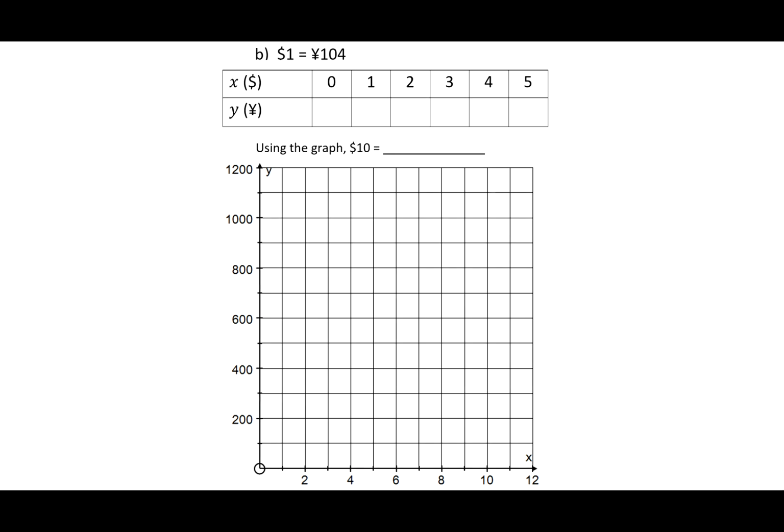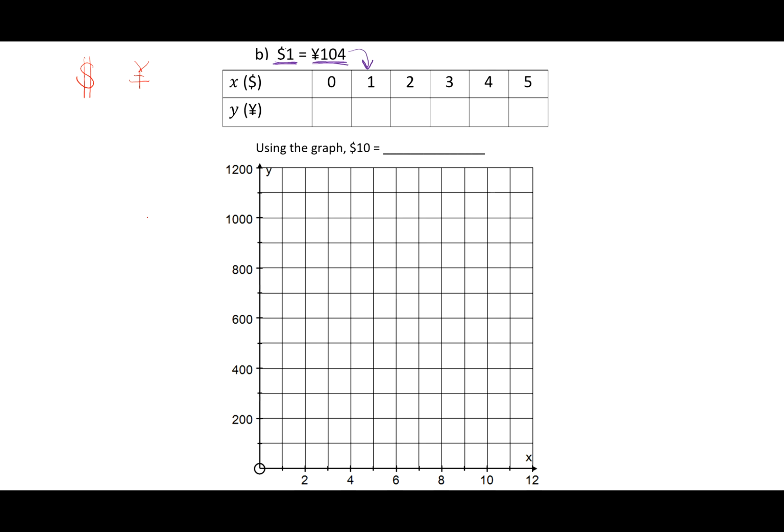Here is another example of direct proportion in a graph where we are relating dollars. So this symbol here represents a dollar. And then this is another form of currency or payment, which is a Japanese yen. What we're given is that $1 is equal to 104 yen. So let's go ahead and try to figure out what we can do with our table to fill in the missing values of this table.